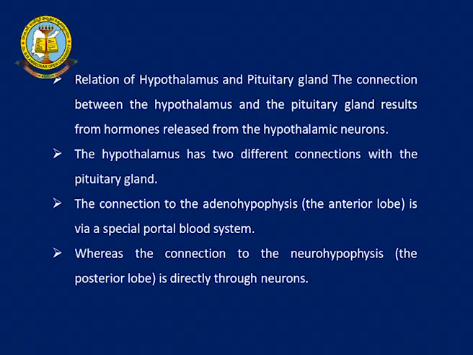The relation of the hypothalamus and pituitary gland: the connection between the hypothalamus and the pituitary gland results from the hormones released from the hypothalamic neurons. The hypothalamus has two different connections with the pituitary gland. The connection to the adenohypophysis, the anterior lobe, is via a special portal blood system, whereas the connection to the neurohypophysis, the posterior lobe, is directly through the neurons.